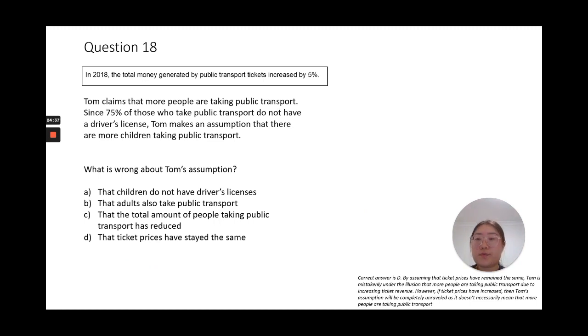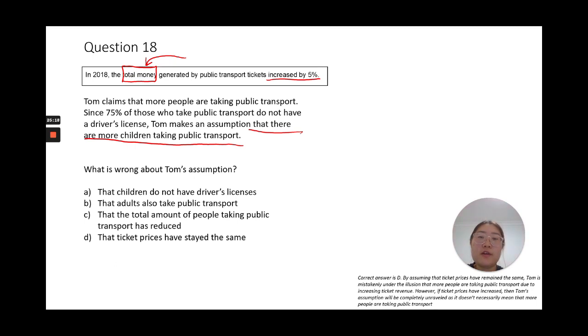Okay, 18. So Tom claims that more people are taking public transport. In the box it says total money generated. The total money generated by public transport has increased by 5%. And Tom assumes that because most people don't have a driver's license, there are more children taking public transport. So what has Tom done wrong? Tom has assumed that this total money generated is purely because more people are taking public transport, whereas that's not the only way the money can be increased, right? The total amount of money.